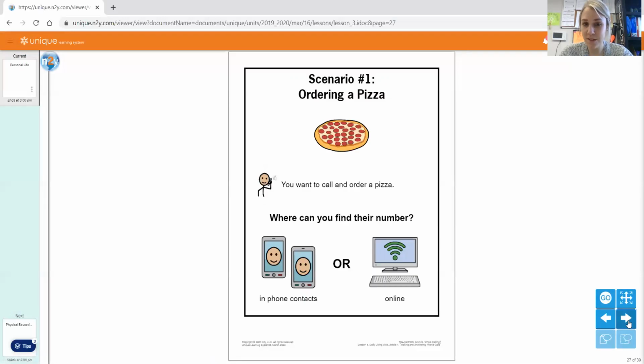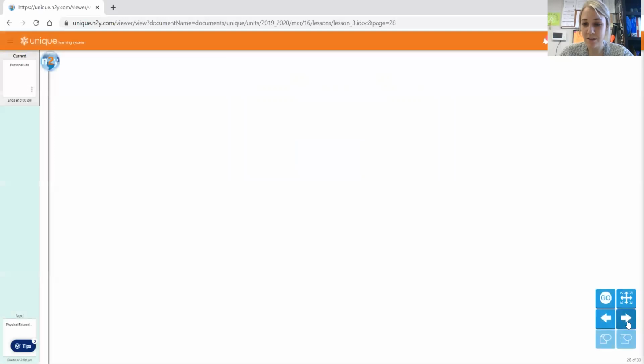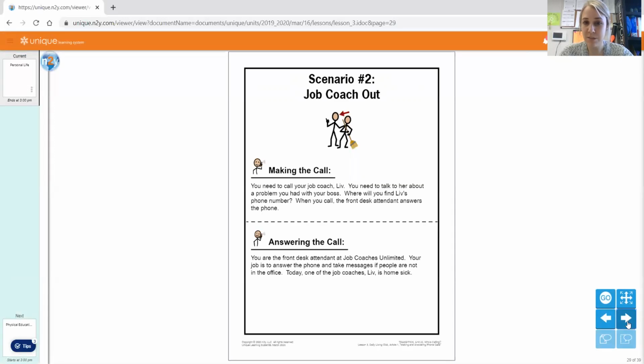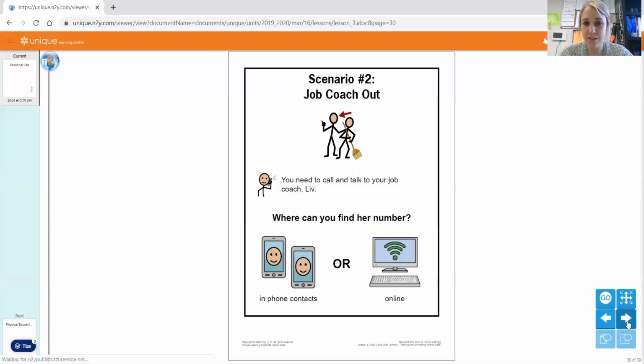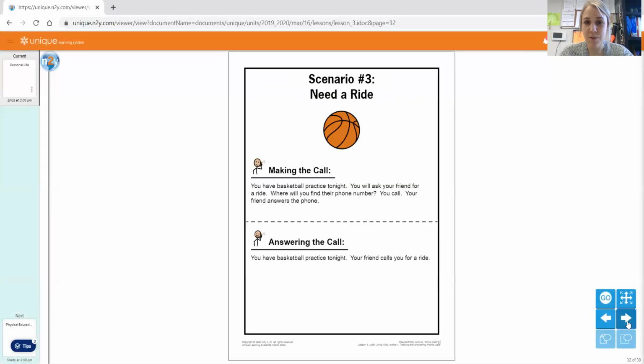All right, there are more scenarios like this if you want to go over them on your own. It's about with job coaching. I believe there's one more about needing a ride. So it's always a good idea to have the most important contacts in your phone so you can just be able to pull them up. If it's not a number that you use very often, you can also just use your phone or the internet to be able to find the phone number.